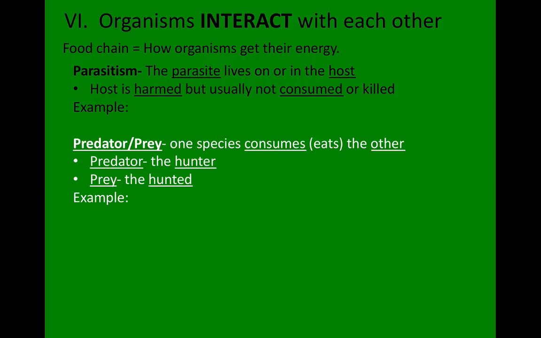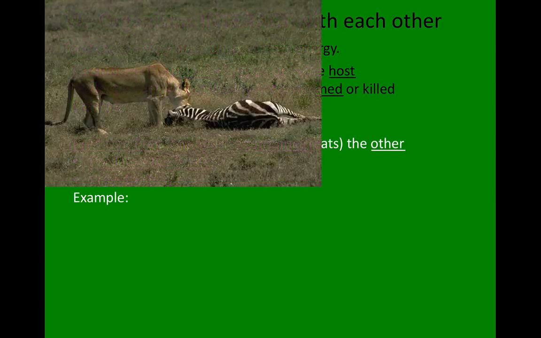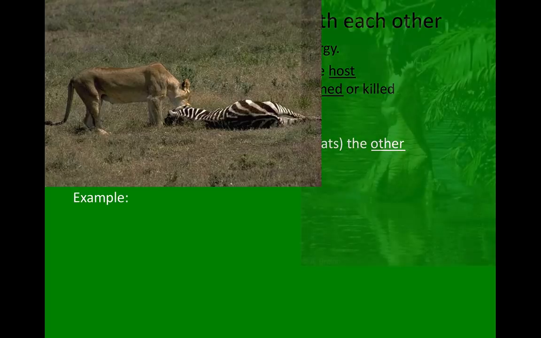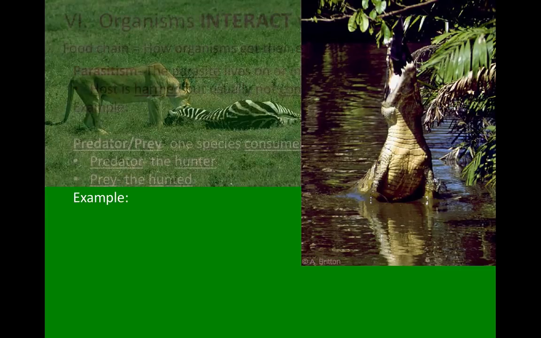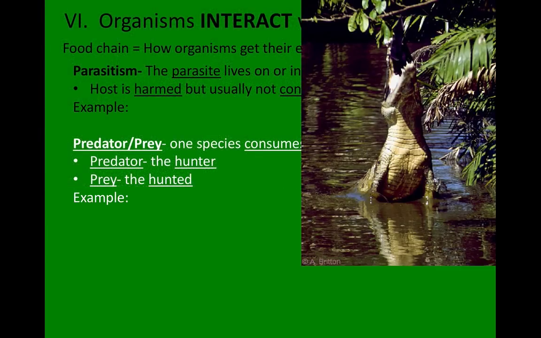Predator-prey is our last topic for this section. This is where one species consumes or eats the other. We were talking about this within the food chain and food web as well. The predator is the hunter, the prey is the hunted. Once again, choose an example. Or write your own. A lion and a zebra. The lion's the predator, the zebra's the prey. Crocodile and a fruit bat. Crocodile is the predator, the prey is the fruit bat.